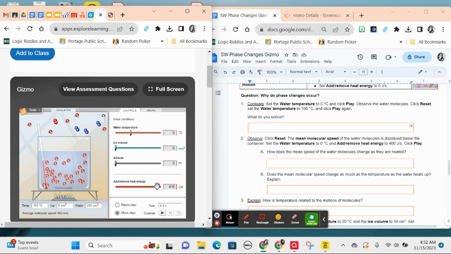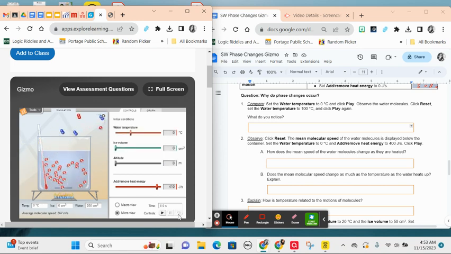Good enough. We'll click play. And what happens to the speed of the particles? Well, we can see them increasing. Now, how does that relate to temperature? We can see that the temperature is going up as speed goes up. So does the average speed change as much as the temperature as the water heats up? Yeah, we can see that as the molecules speed up, the temperature increases. And that is how they are related. Temperature increases as molecules speed up.